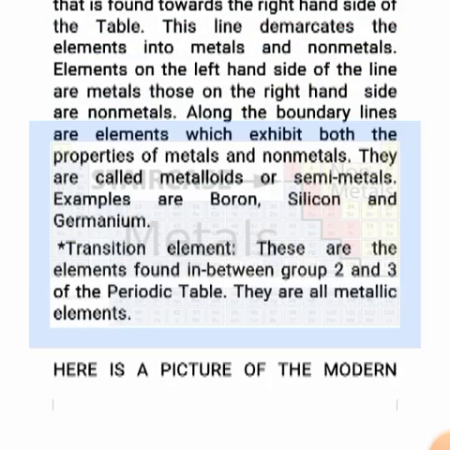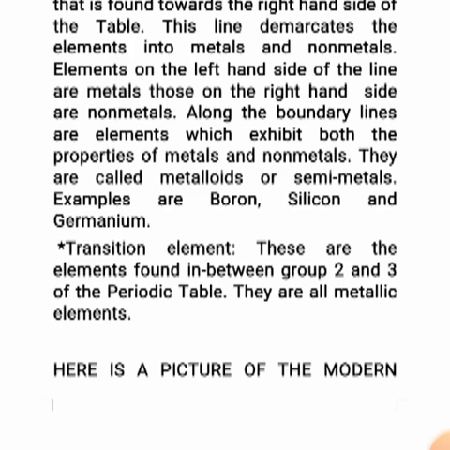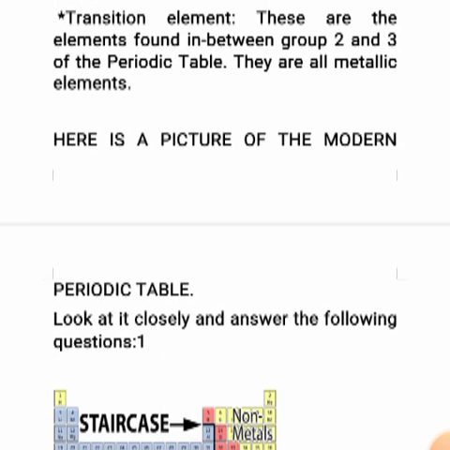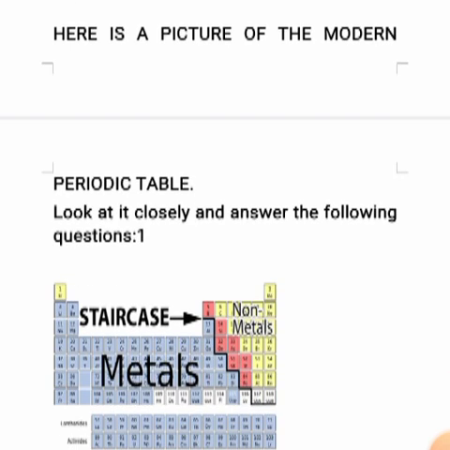Transition elements: these are the elements found in between group 2 and 3 of the periodic table. They are all metallic elements. Now here is a picture of the modern periodic table. Look at it closely and answer the questions that follow.